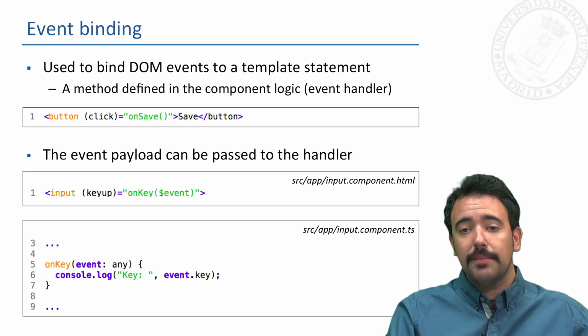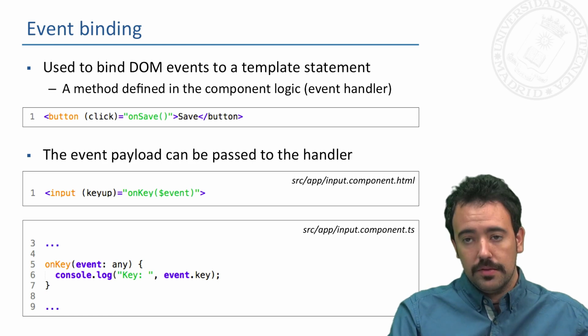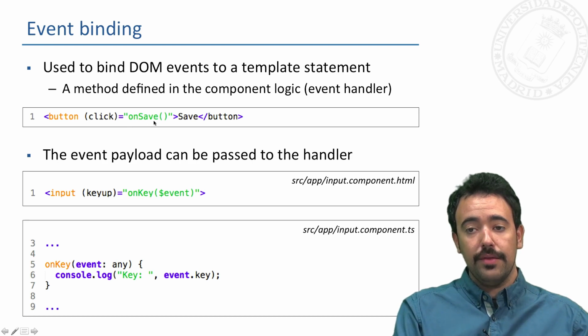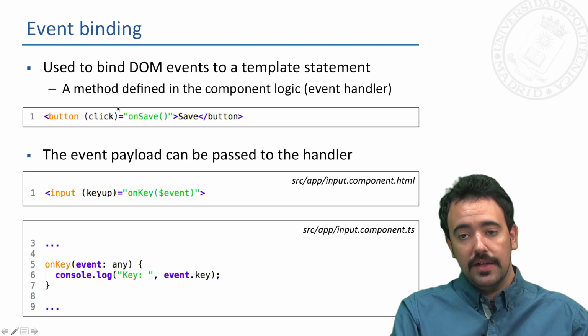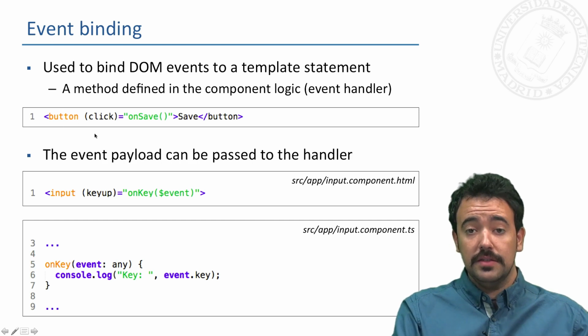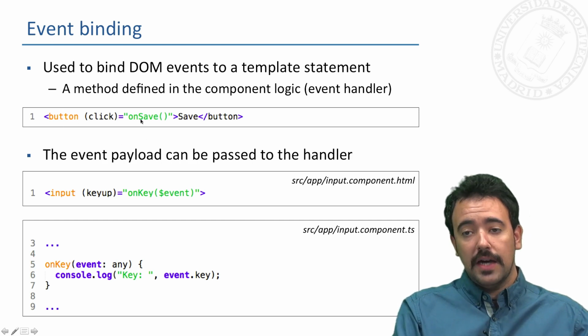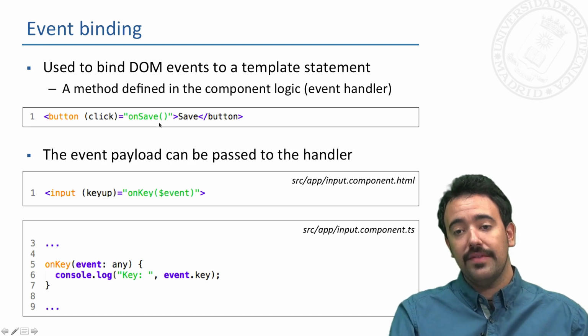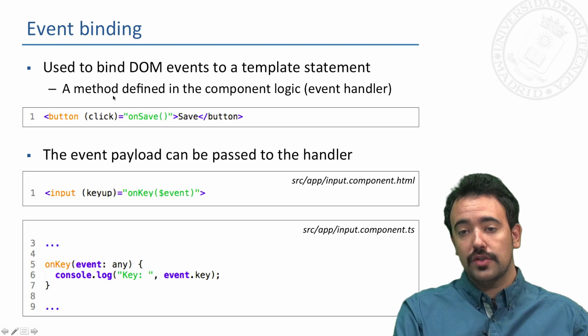The third type of data binding is the event binding, that is usually used for capturing events from the DOM. For instance, we include here the click event of this button, and we assign it to the onSave method. When the user clicks this button in the interface, Angular will call the onSave method we have defined in the logic of this component.